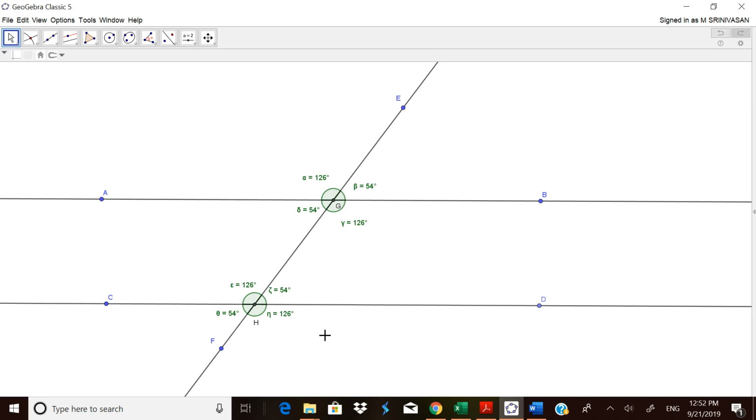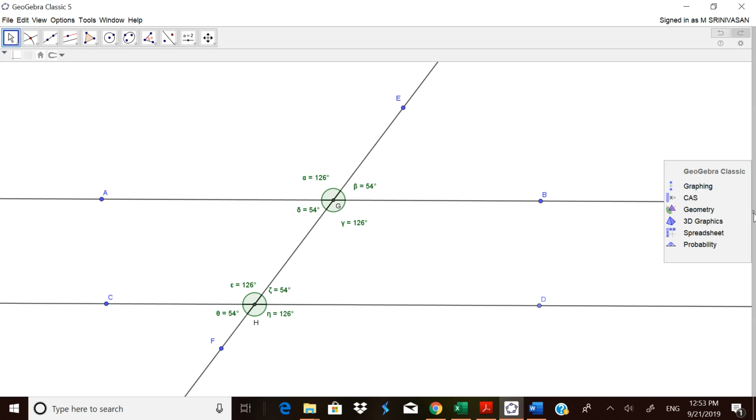Similarly, they can see what the alternate exterior angle is. For example, beta is on the top and theta is the 54 and 54, like that they can find it out. Then another thing, a very interesting thing, they can try to find out is the property of the consecutive angles. The sum is 180. Where you can see over here at G, the one is 126, and here 54. 126 plus 54, it is 180 degrees.